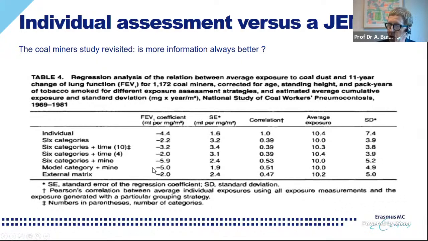Here you have the exposure model, almost the same, high beta, lower standard error. And then lo and behold, if you use the external job exposure matrix based on 300,000 measurements in the US on these particular 1172 workers, then the JEM didn't perform that well. So here we see there are pros and cons of lumping together workers with different exposure strategies.